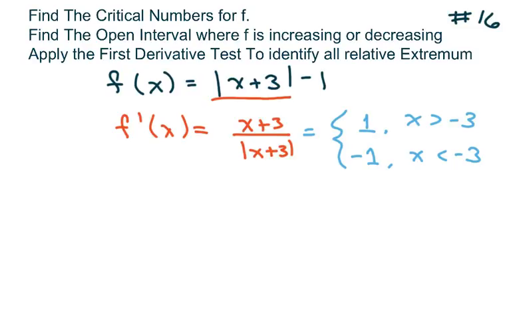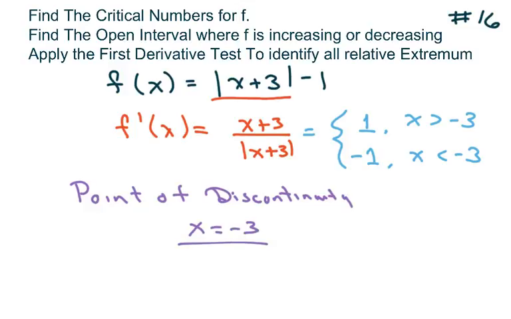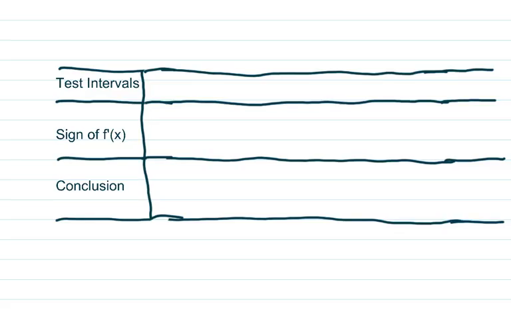So we have a critical number, or we could say actually a point of discontinuity at x equals negative 3, which we'll use as our critical number. That just means we're going to use that to test our values and also to find our relative extremum. So the test intervals are going to go from negative infinity to negative 3, and then negative 3 to infinity.